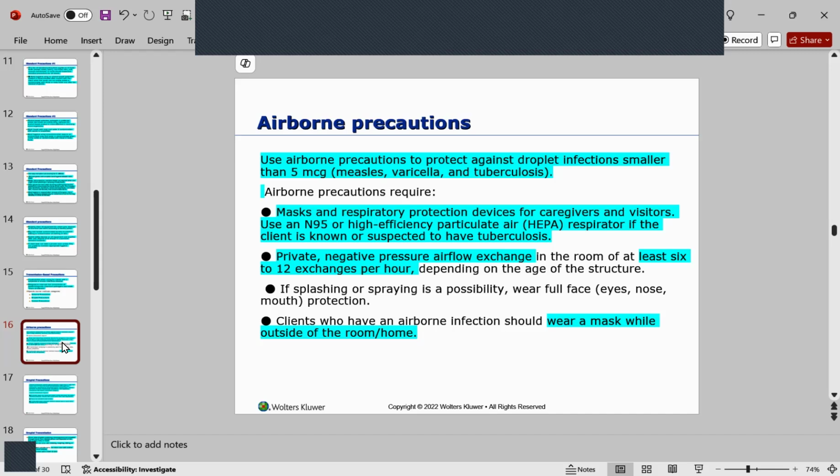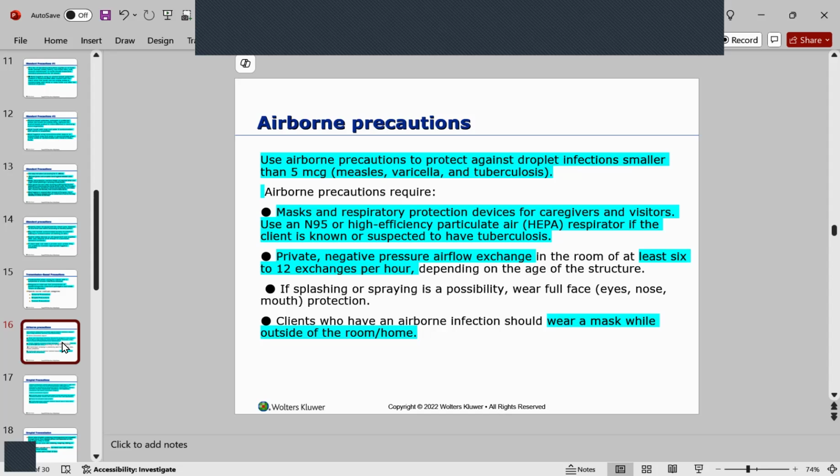So airborne precautions, I want my MTV. Okay. Airborne precautions are used to protect against droplet and micro droplets like measles, varicella, tuberculosis, MTV. Okay. And what are the precautions for airborne? Well, you need an N95 or fitted particulate respirator mask, right? The patient needs to be in a private negative pressure airflow exchange room. And that negative pressure, and this is a test question, has to have 6 to 12 air exchanges per hour. Okay, make sure you know that.